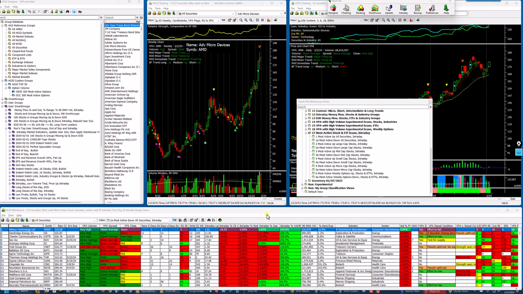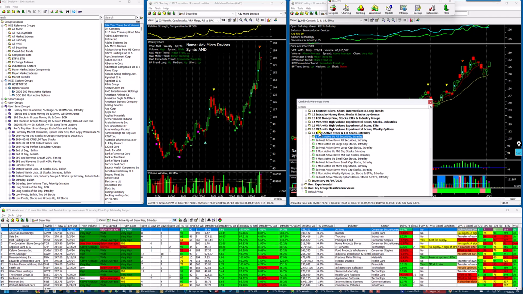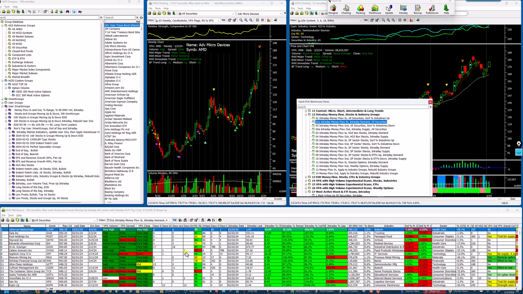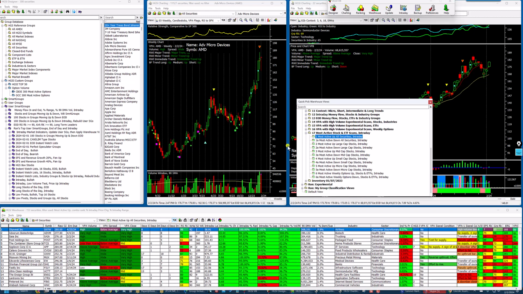So not only use the most active, but use these money flow. And use the intraday money flow. If we look at the intraday, I'll just use the demand version of it. Look what's coming up here. These are some of the same names that I looked at with the most active. And one more thing before I leave on these most actives. Just go to all securities here.